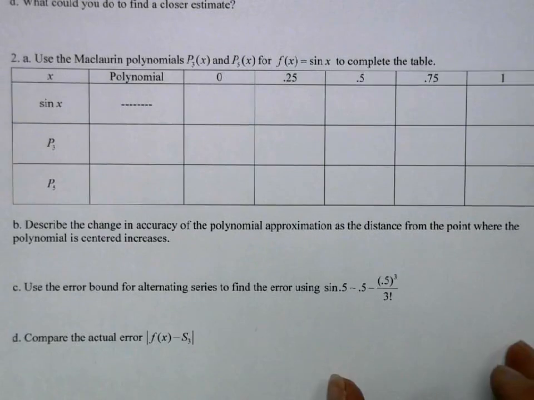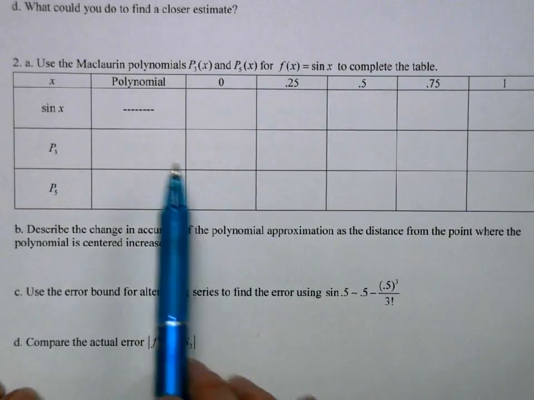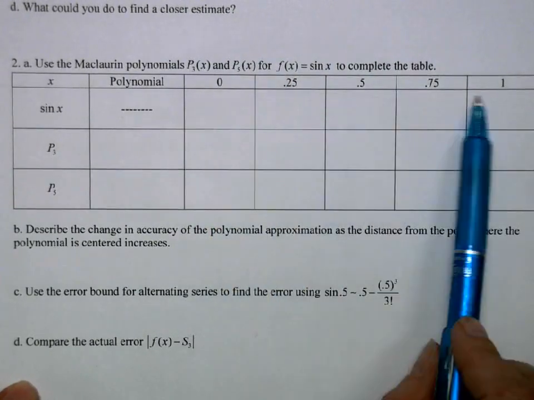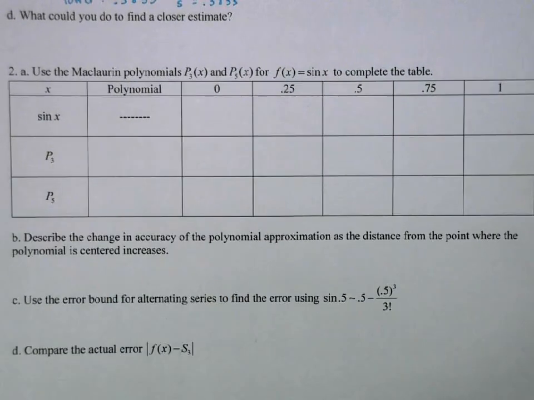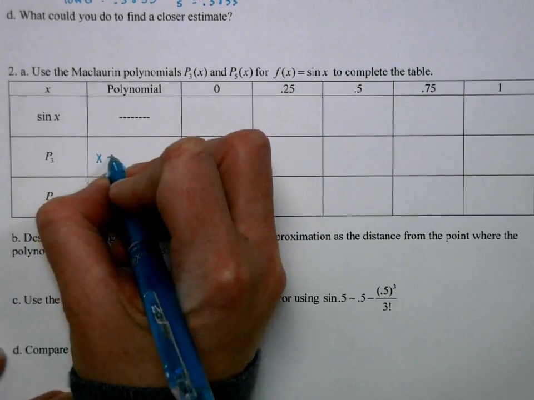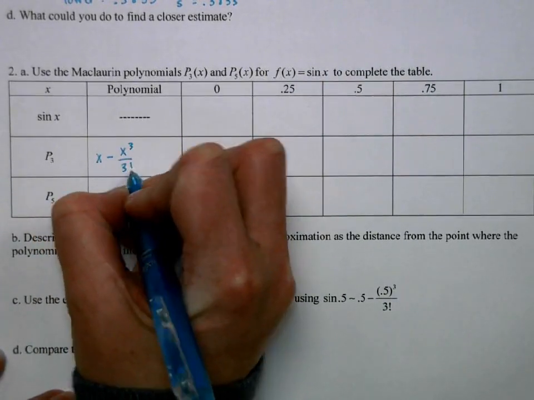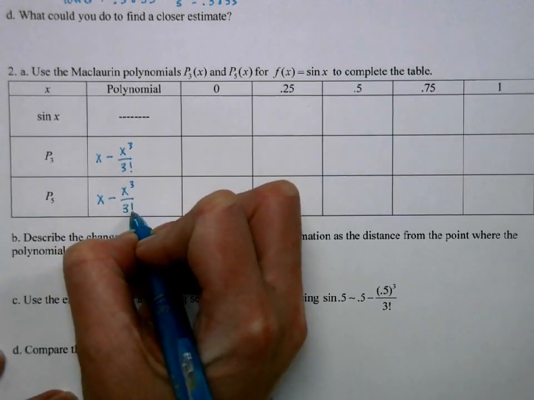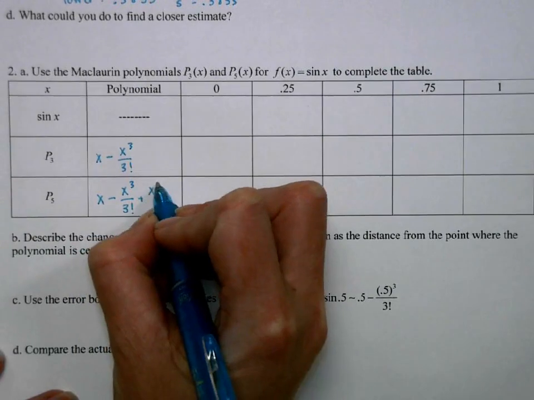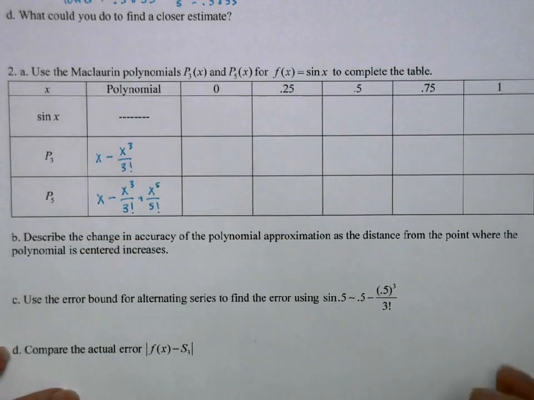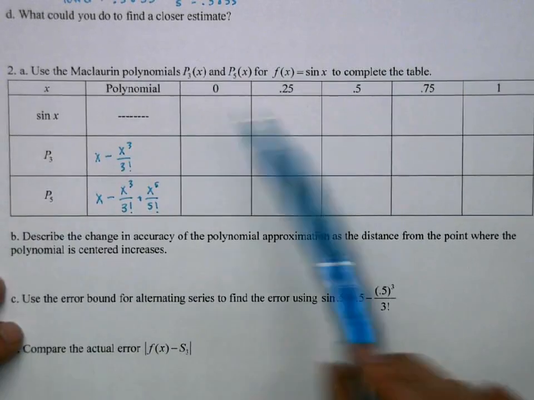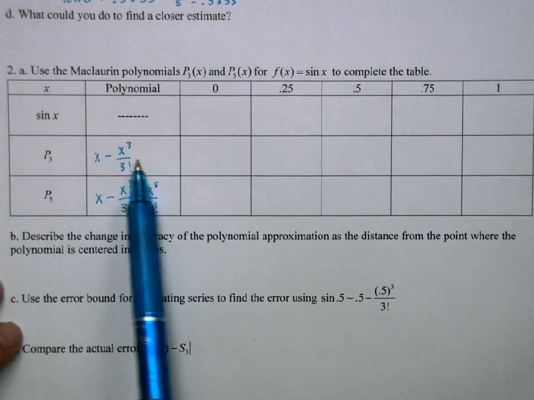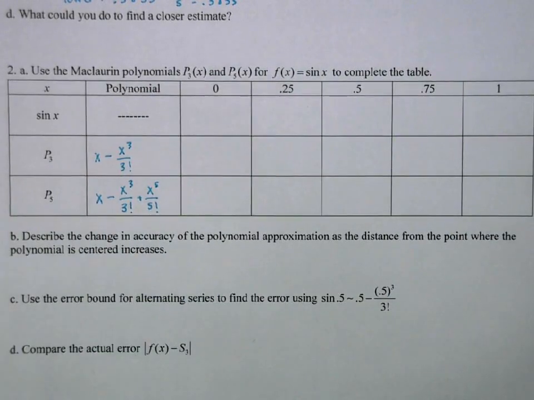Next, we're going to look at sine of x, which is centered at 0. We're going to look at 0 and values close to 0. We're going to look at the degree 3 polynomial, which is x minus x cubed over 3 factorial. And then we're going to add on another term and see how that affects our estimate. For this, you're going to plug all these values into your calculator: sine from 0 to 1, the third degree polynomial from 0 to 1, and the fifth degree polynomial from 0 to 1.